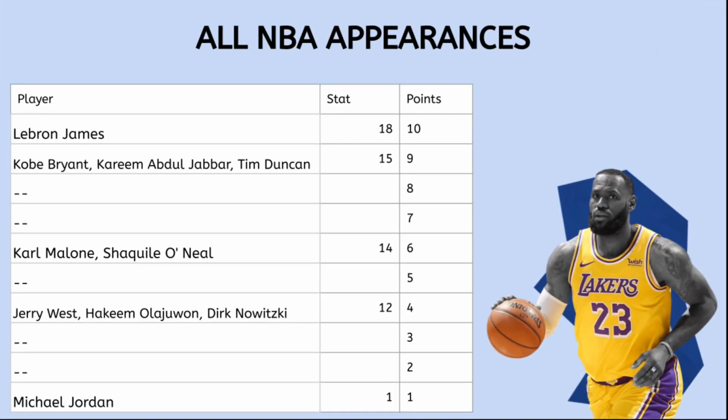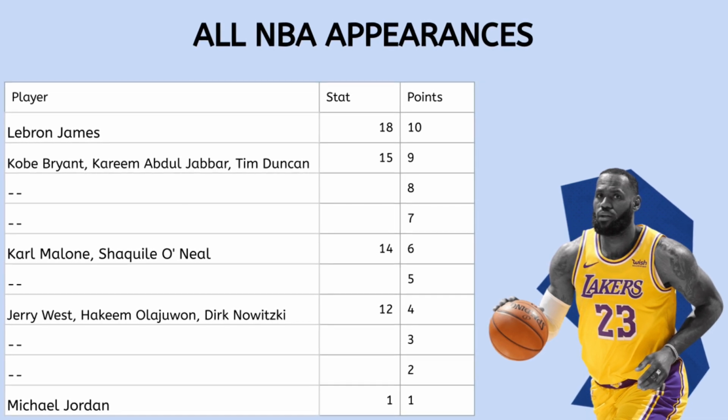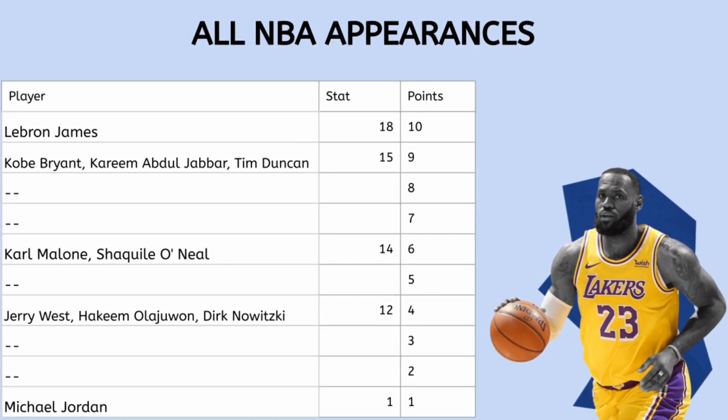Next, we're going to look at All-NBA appearances. This really determines how long a player has remained at least a top 15 player in the league. LeBron wins this category with an impressive 18 appearances. Kobe, Kareem, and Duncan all tie at second with 15.